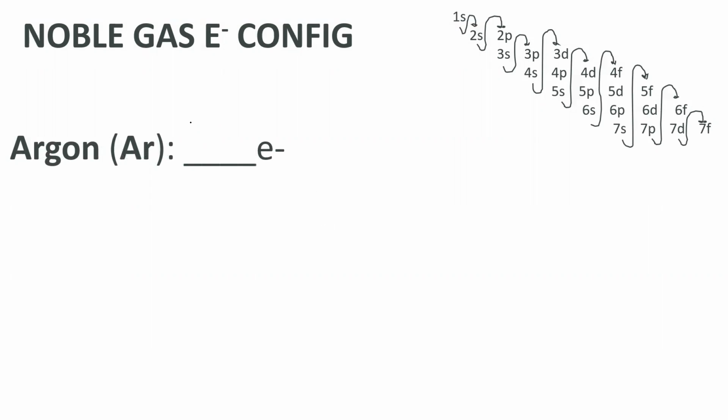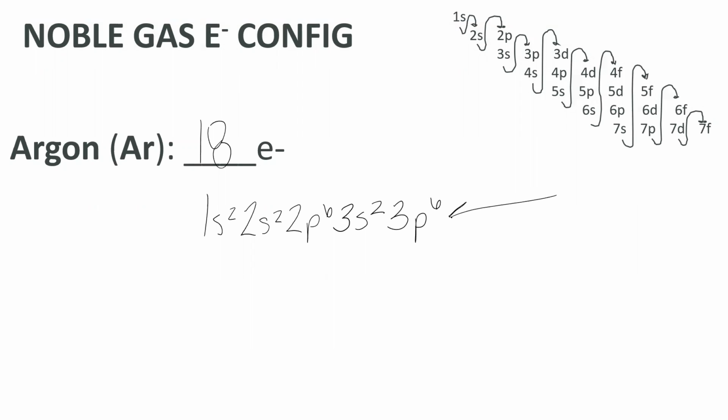Argon, atomic number 18. 18 electrons, 1s2, 2s2, 2p6, 3s2 gives us 12, 3p6 gives us 18. Have you noticed anything yet about the noble gases' electron configuration? The very last portion is always full. So 6p, that's full. 1s2 for helium.